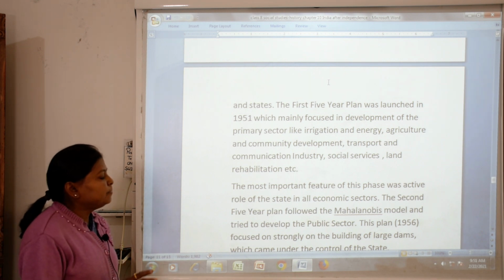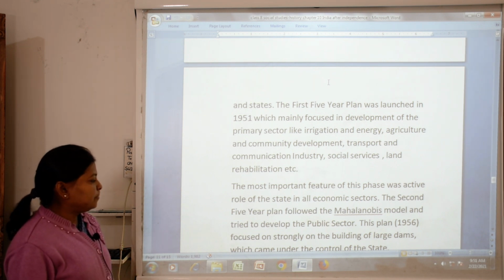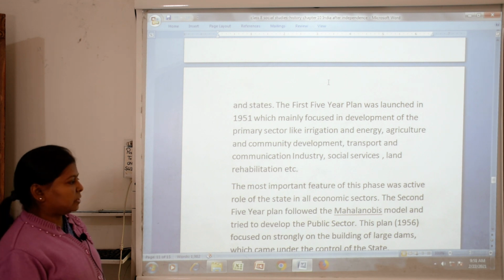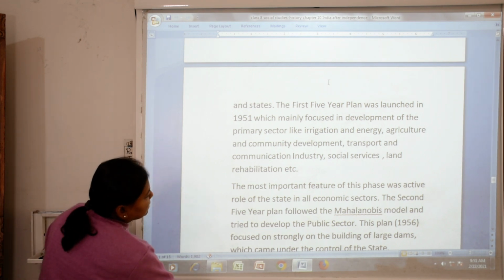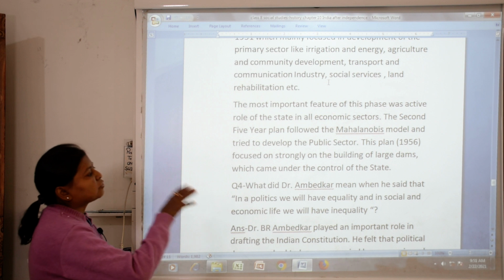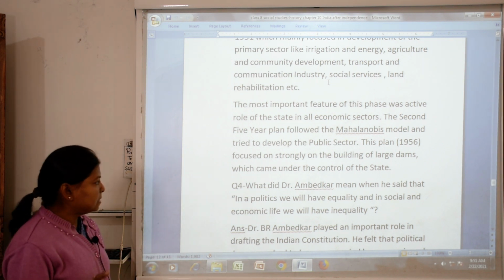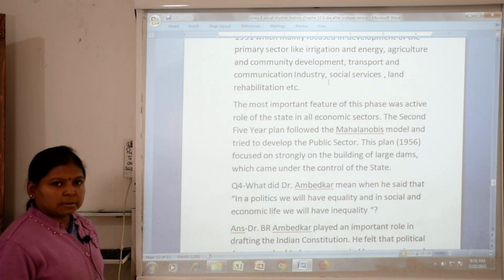The second 5-year plan was followed by the Mahalanobis model. It tried to develop the public sector. This plan in 1956 focused strongly on the building of large dams which came under the control of the state.